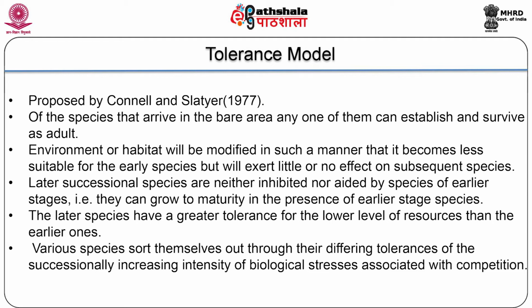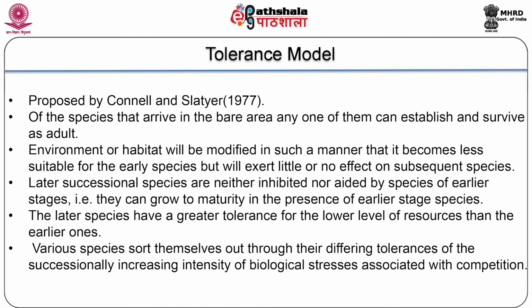Later successional species are neither inhibited nor aided by species of earlier stages, that is, they can grow to maturity in the presence of earlier stage species. Since the latter species have a greater tolerance for the lower level of resources than the earlier ones, such interactions lead to community composed of those species which are most efficient in exploiting resources either by interference, competition, or by using resources unavailable to other species.